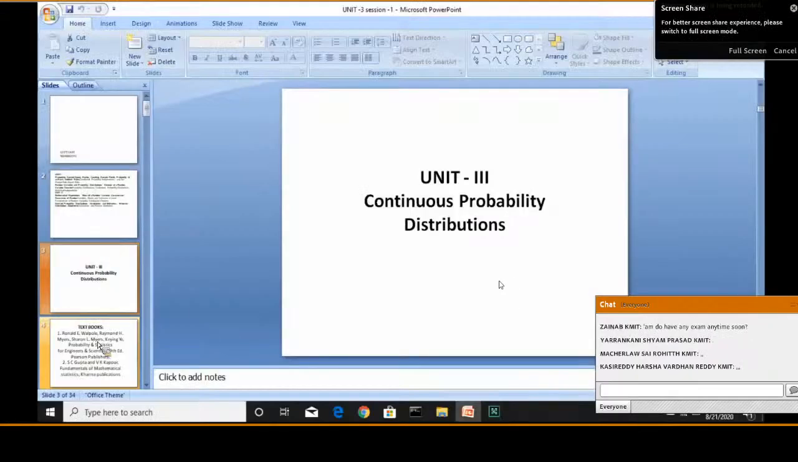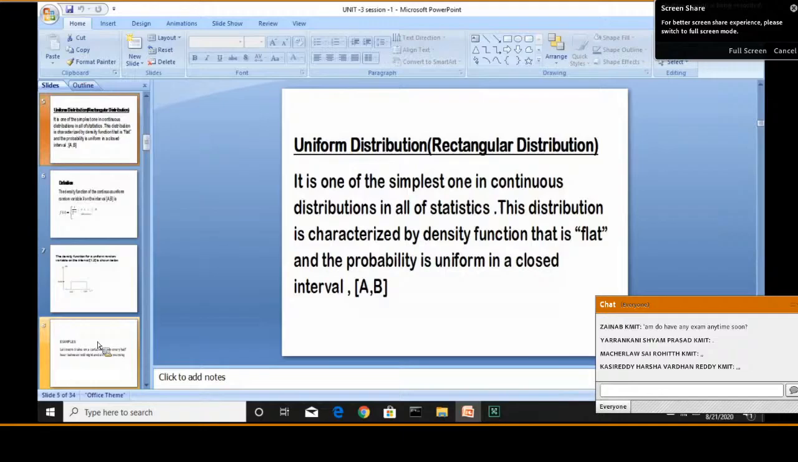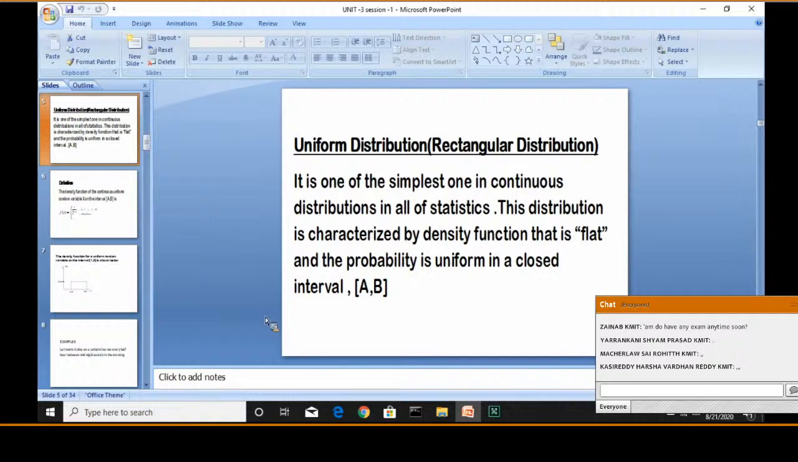So we are coming to the point, uniform distribution or a rectangular distribution. It is one of the simplest in continuous distribution, and its density function is flat, and probability is uniform in a closed interval AB. The word flat I have used represents that it is uniform. Now I will show what is the probability density function.